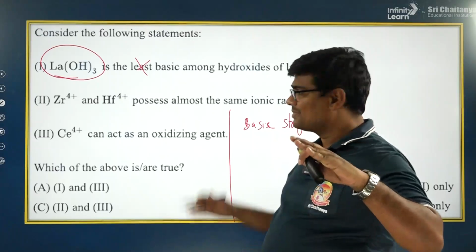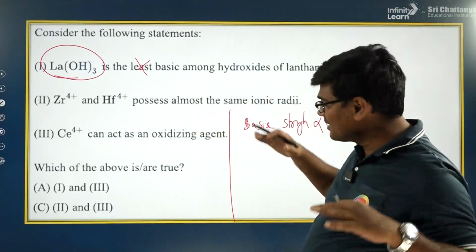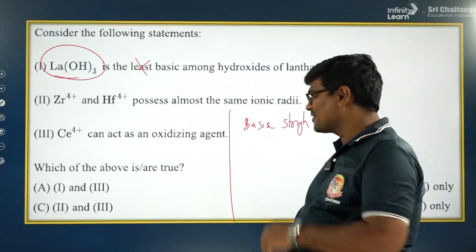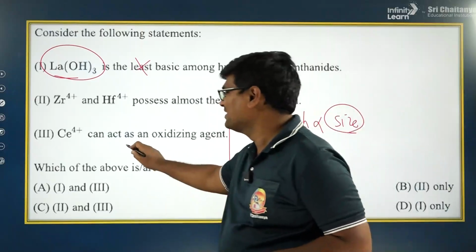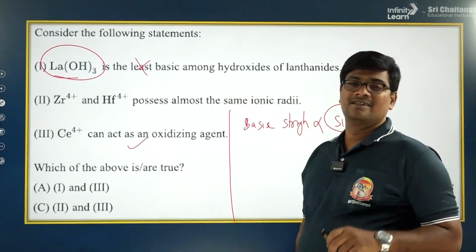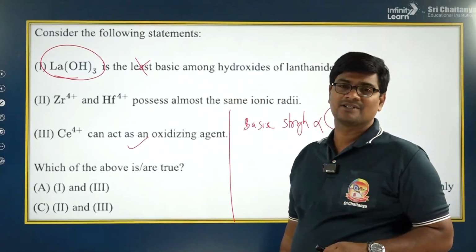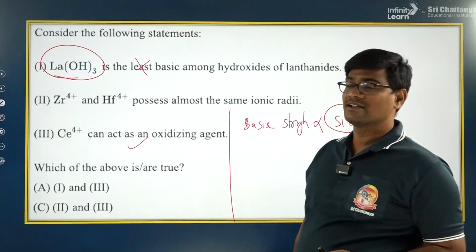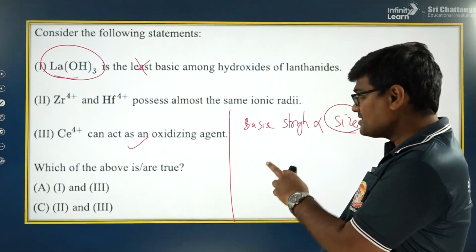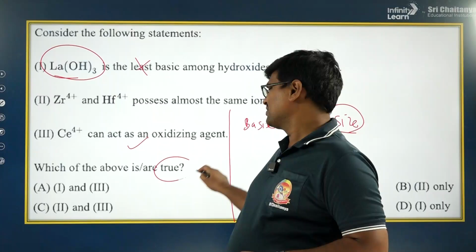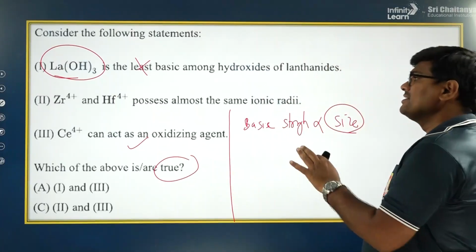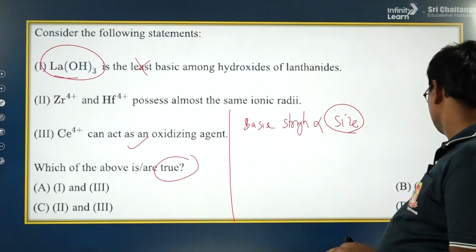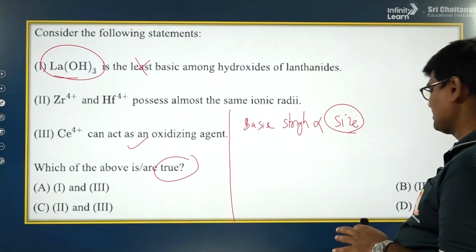Right statement. But they have given ionic radii. Let us go for the next statement. Cerium plus 4 can act as an oxidizing agent. This is right only. I have already discussed. All lanthanides with a plus 4 oxidation state tend to gain 1 electron and act as the oxidizing agent. So, 3 is correct. They are telling about true statements only. We are 100% sure that 3 is correct and 1 is incorrect.